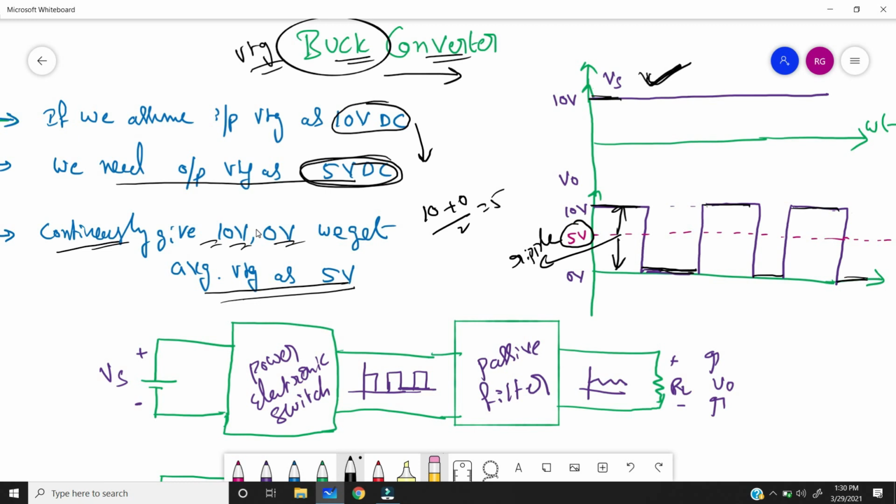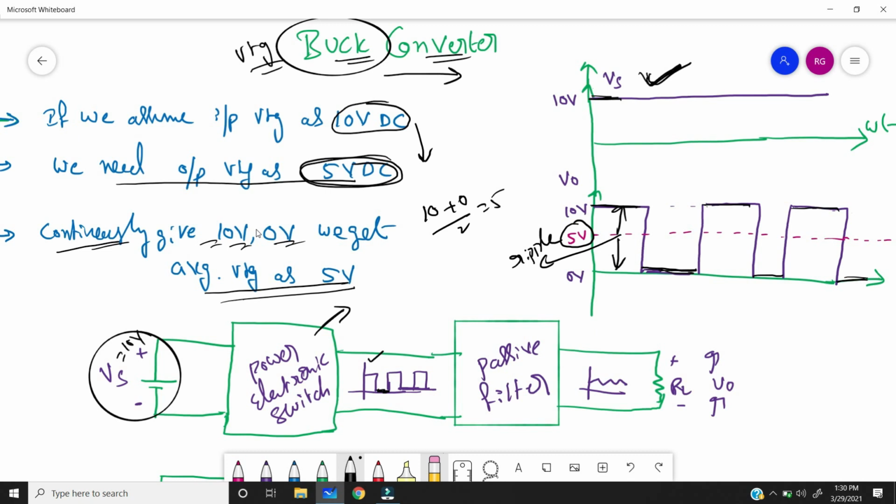To turn on and off, we have the power electronic switches, right? If you use a power electronic switch, then if the switch is on, we will get 10 volts. If the switch is off, we will get 0 volts. So we need a power electronic switch. And we already know the input is a DC, so I am taking VS as 10 volts DC. After that, what do we have?